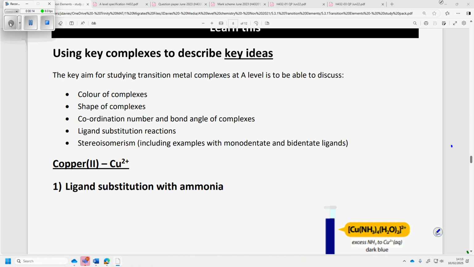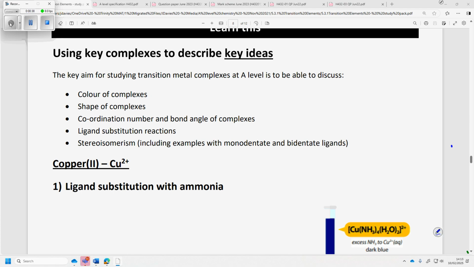We need to be aware of colours of complexes and learn the specific colours for key complexes and compounds. Shape's important. That all depends on coordination number. Remember, coordination number is the number of dative covalent bonds made to that central metal ion. Thinking about shapes, we need to be thinking about bond angles.